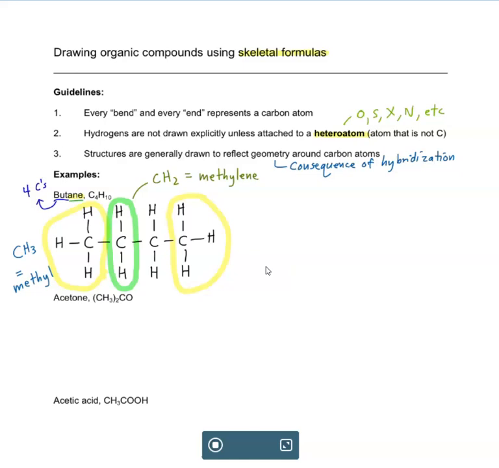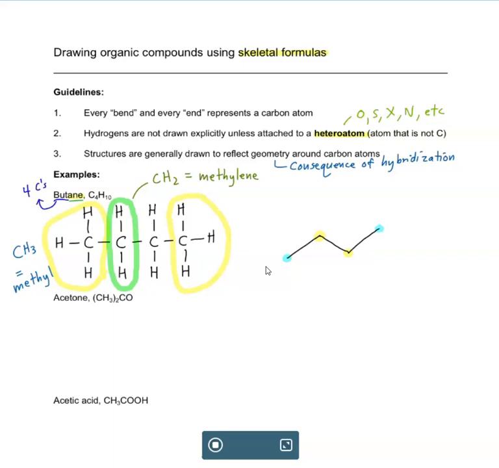To draw this in the skeletal formula, we would draw it like this. Okay, so now let's go back to the guidelines and see how we can apply them here. First of all, every bend in the structure is a carbon atom. So the bends are where I've highlighted the atoms with yellow. And every end is a carbon atom. So the ends of the chain on either side I've highlighted in blue.